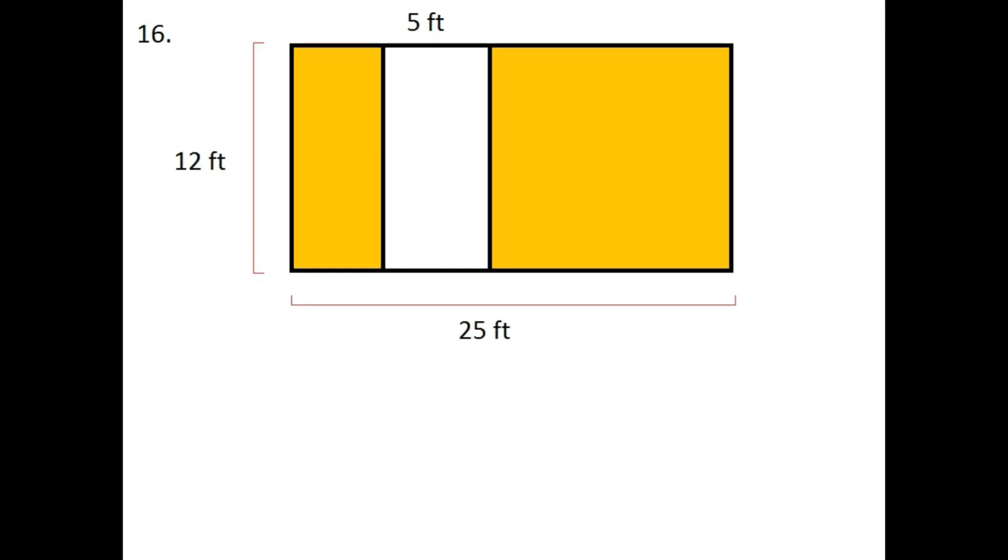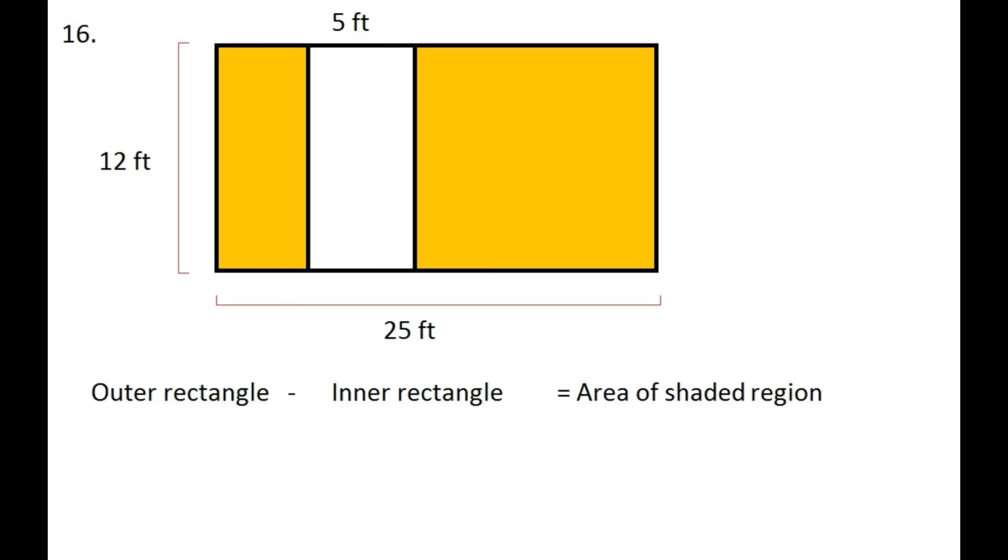The larger rectangle has dimensions of 12 by 25 feet. The smaller one has dimensions of 5 by 12 feet. Alright, so let's take a look at these two and figure out how to get that shaded region. So we know we're looking at the outer rectangle minus the inner rectangle, and if we subtract those two, we get the area of the shaded region.